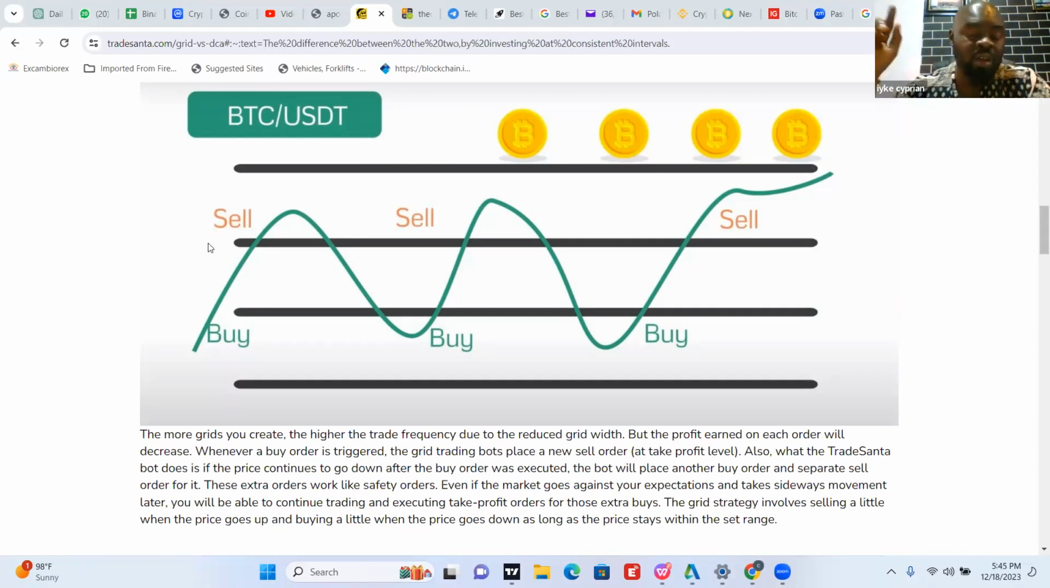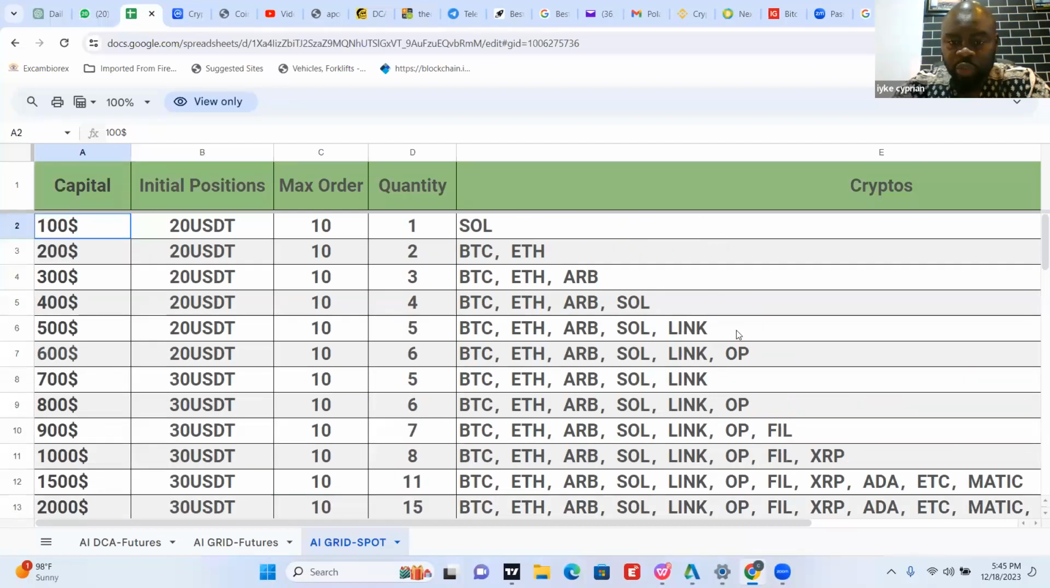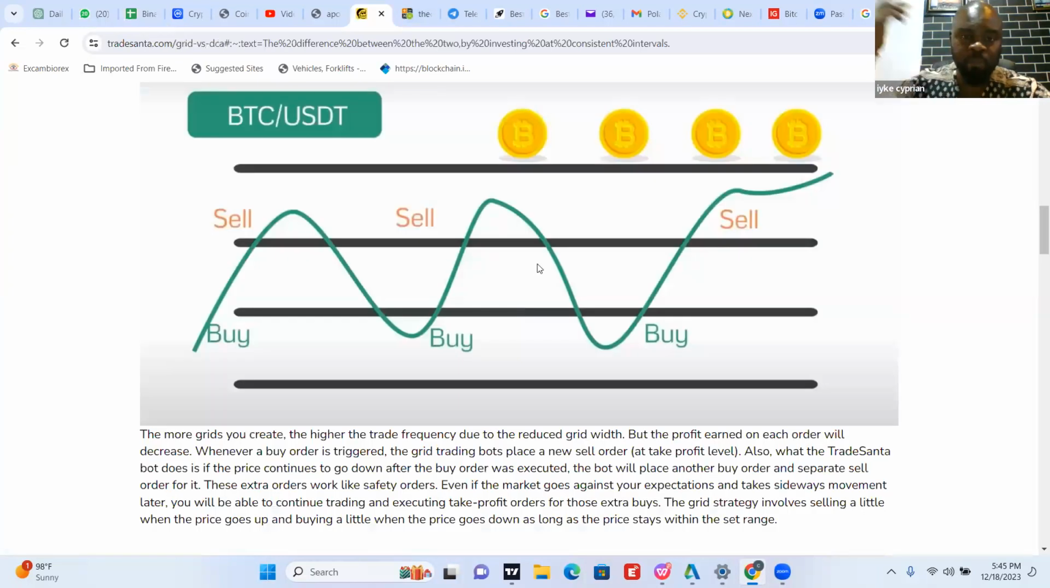AI grid is not meant for erratic coins or coins that are spiking 50% or 100% pump in a day. No, you don't use it on AI grid. The AI grid system is designed, even on the charts, if you go to the charts, this chart here is designed for AI grid. You can trade the coins on AI grid on AI DCA, yes, but not all coins on AI DCA are recommended for AI grid. I hope you catch that. So with AI grid, you go with coins that are stable, coins that don't pump or dump. So that's it on AI grid.